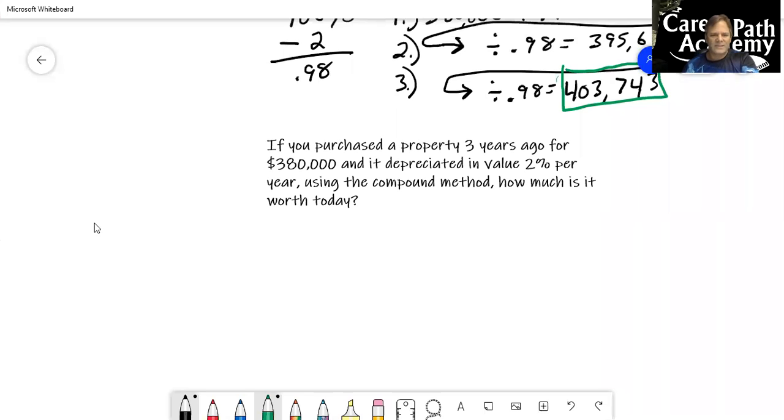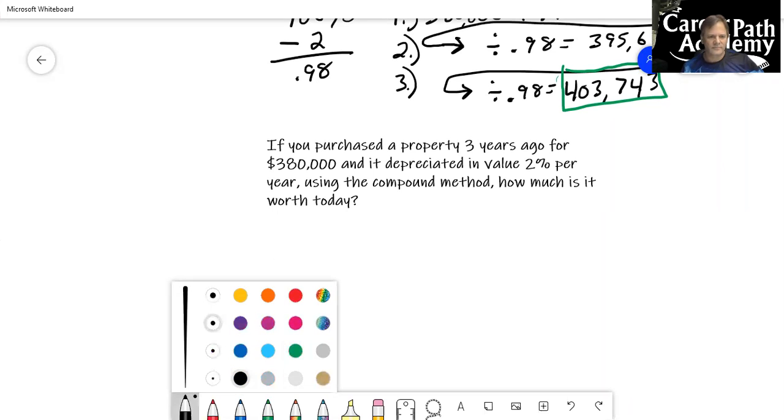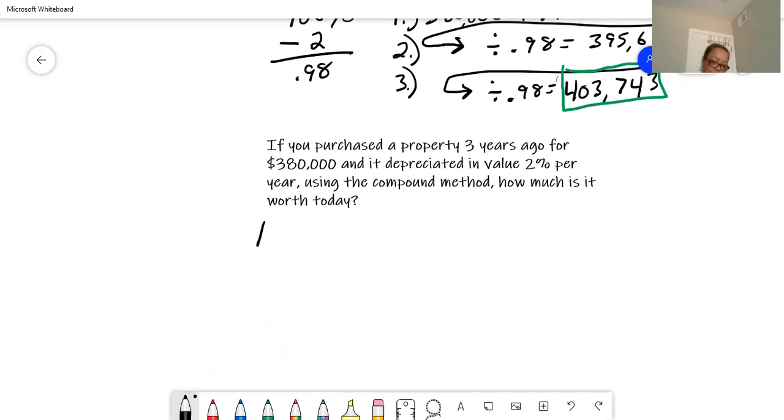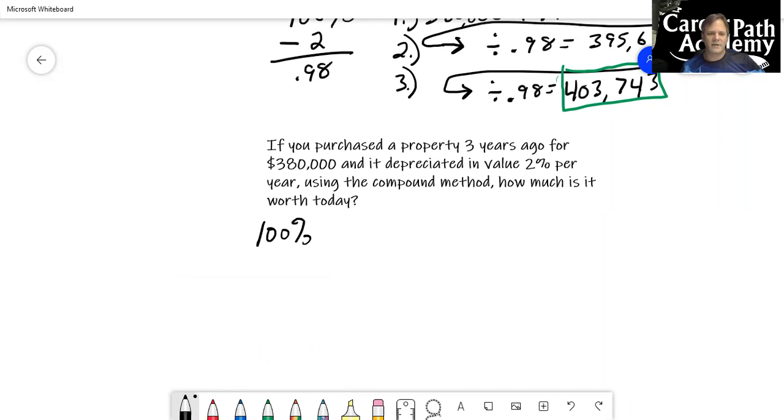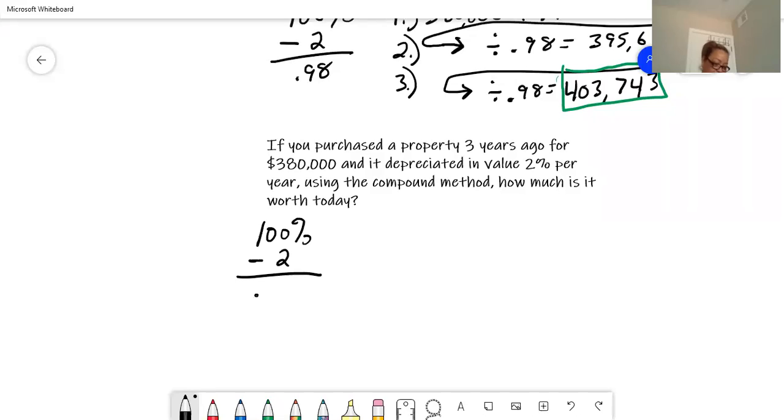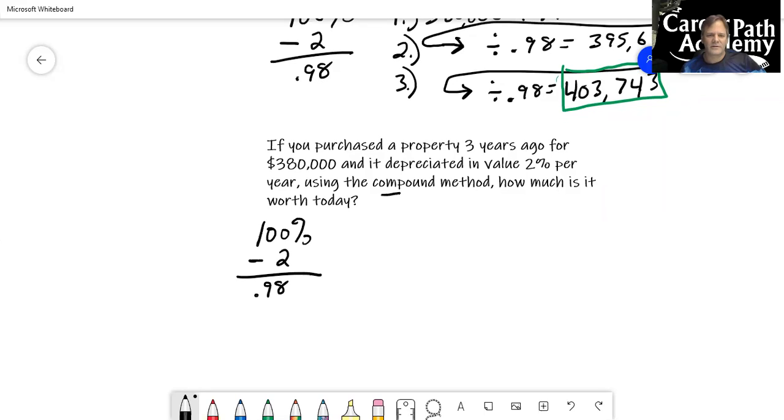So once again, we start with 100%. We're always dealing with 100% of the value. It's still depreciated, so we're still subtracting from 100%. That gives us 0.98. And it says compounding, so we're still going to do that once per each year. Year 1, year 2, year 3.